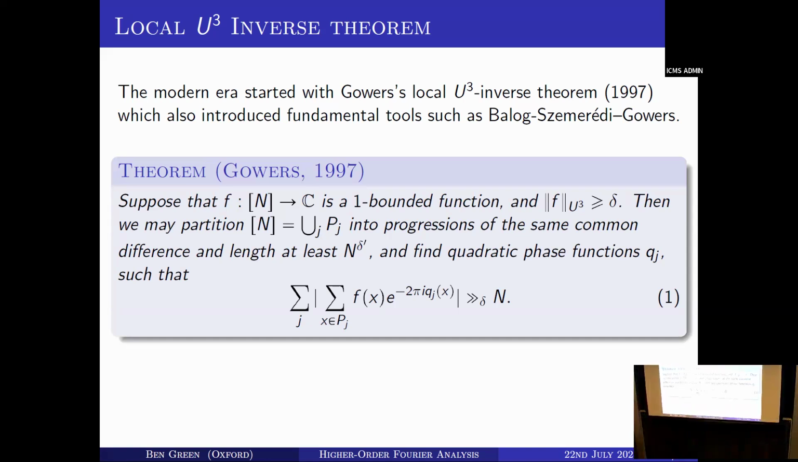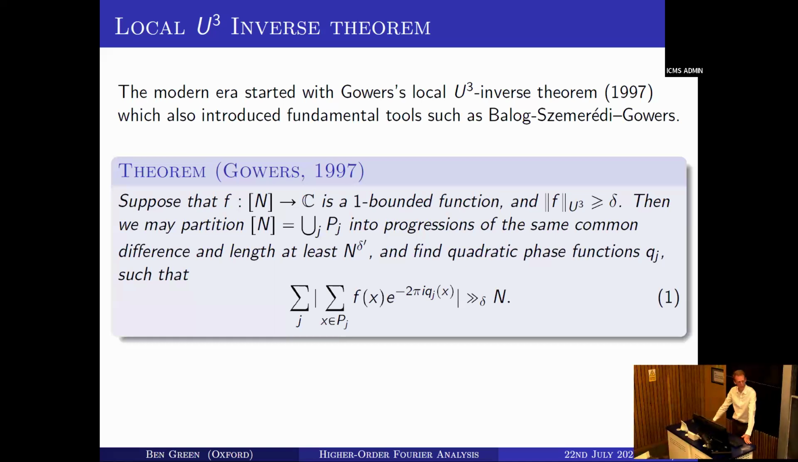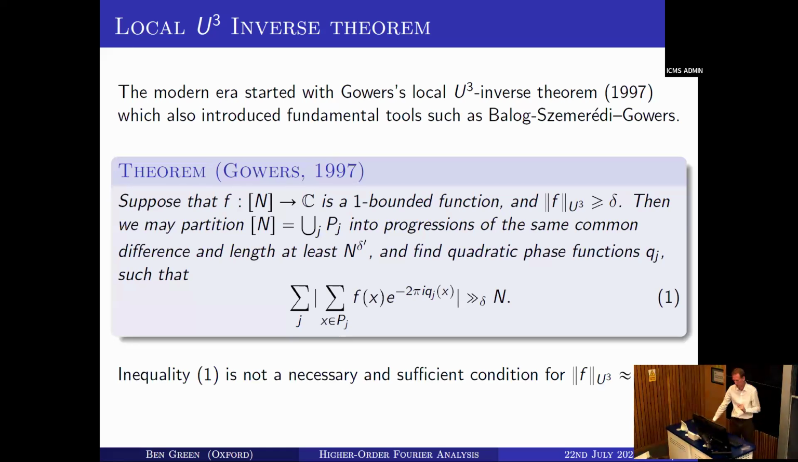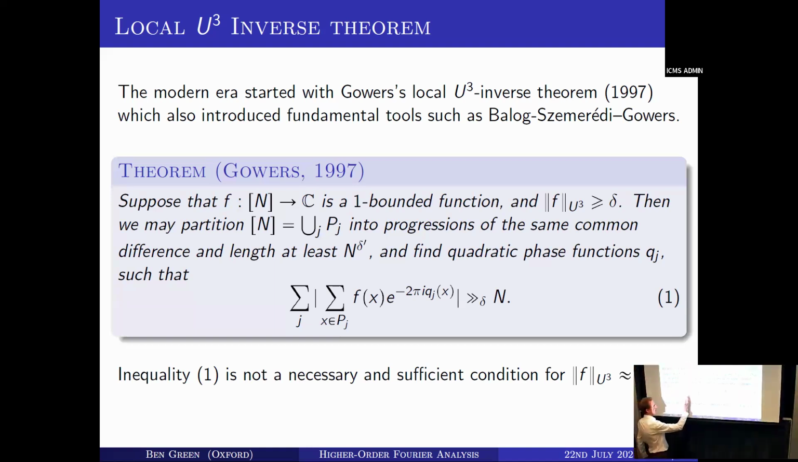So although that's a pretty powerful theorem, and it is certainly enough for Gowers to prove his famous bounds on Szemerédi's theorem for progressions of length 4, it's not quite what we would ideally like, because first of all it's not necessary and sufficient for having a large U3 norm. You could definitely concoct a function that is a quadratic phase separately on a bunch of progressions, which would satisfy this conclusion, but not have large U3 norm in general. So it's not an if and only if.